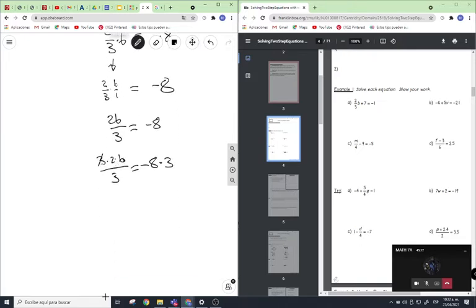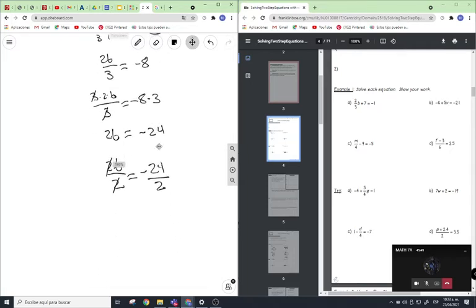Well, remember, these 3 divided by 3 make 1, and 1 times 2 times b is just 2b. Okay, and -8 times 3 is -24. Now we have to get rid of this 2, and we know that we can do it by dividing because it's multiplying. So we have to divide by 2 on both sides. These cancel each other, you get just the v, and negative 24 divided by 2 is negative 12.